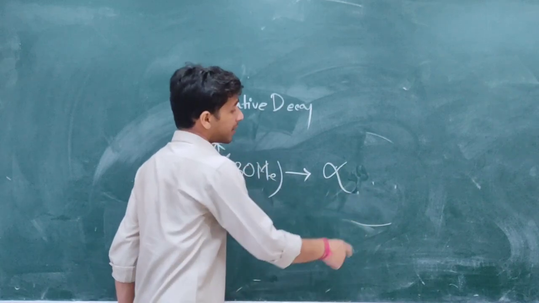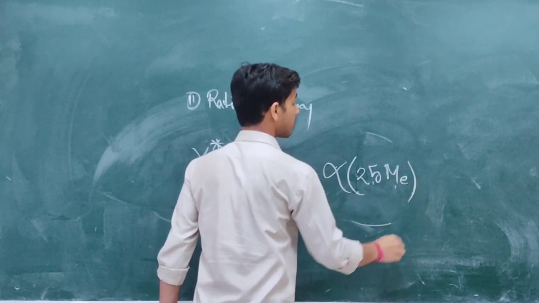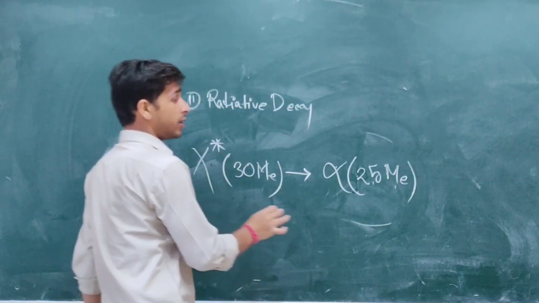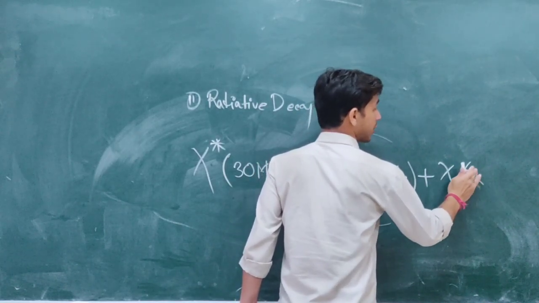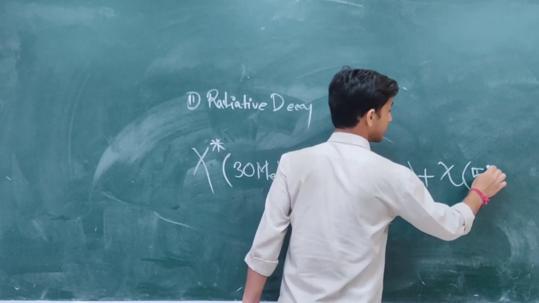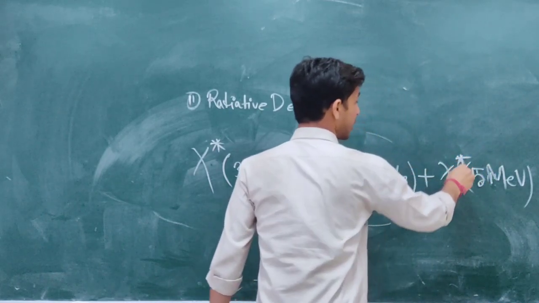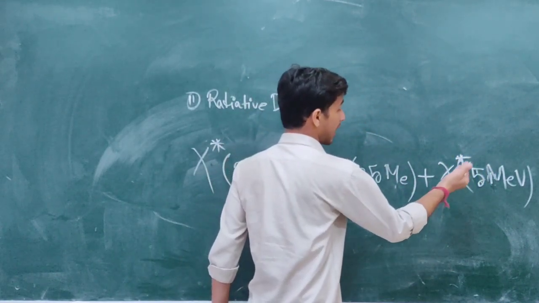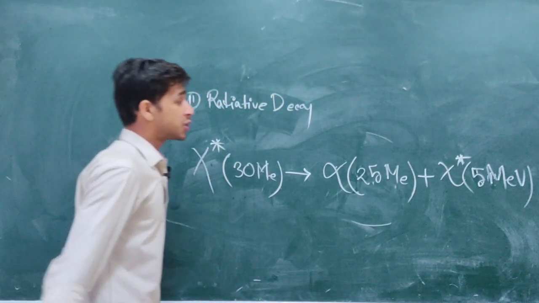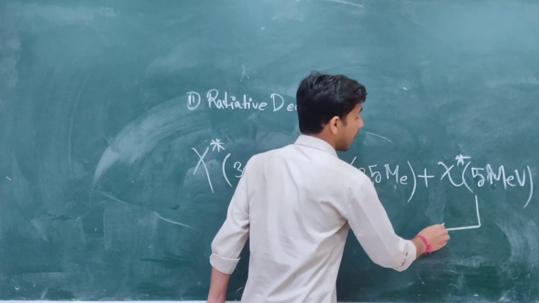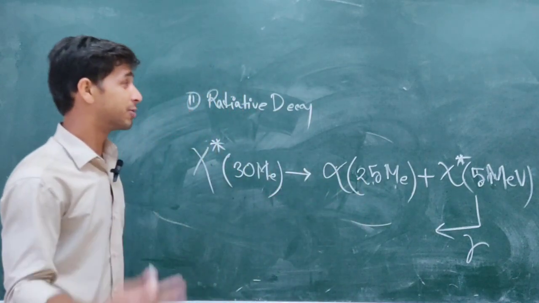If the alpha particle gets the energy 25 mega electron volt, the excited nucleus will have 5 mega electron volt energy. Point to be noted that this nucleus having 5 mega electron volt energy is not stable. To become stable, it will emit gamma radiation because it has no other option.